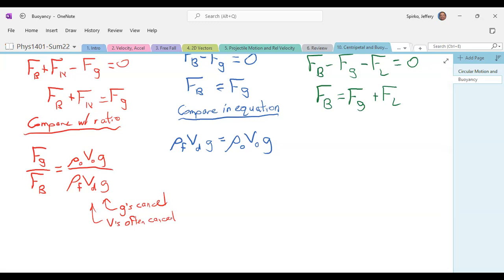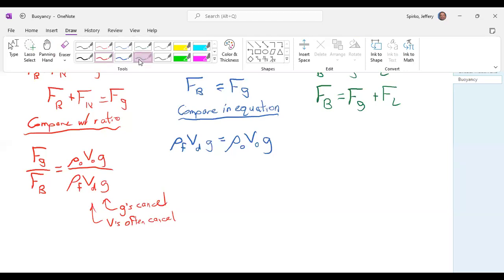Because when you sink an object, it has a certain size. When you submerge it, it pushes an amount of water aside equal to the size of the object. So if your object is 100% submerged, then those two volumes are equal. Then you get a ratio equation that relates forces with densities. And you find that the ratio of the force of gravity, that is the weight of the object, divided by the buoyant force, is equal to the ratio of the object's density divided by the fluid's density.